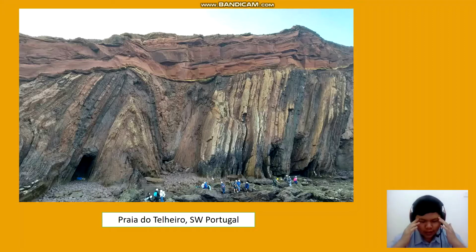So by having the knowledge of stratigraphy, we can know the relative age of this rock. For example, whether this rock is younger or this rock is older, or how the bending and the folding of the strata happen. Is the bending old or younger, and things like that.